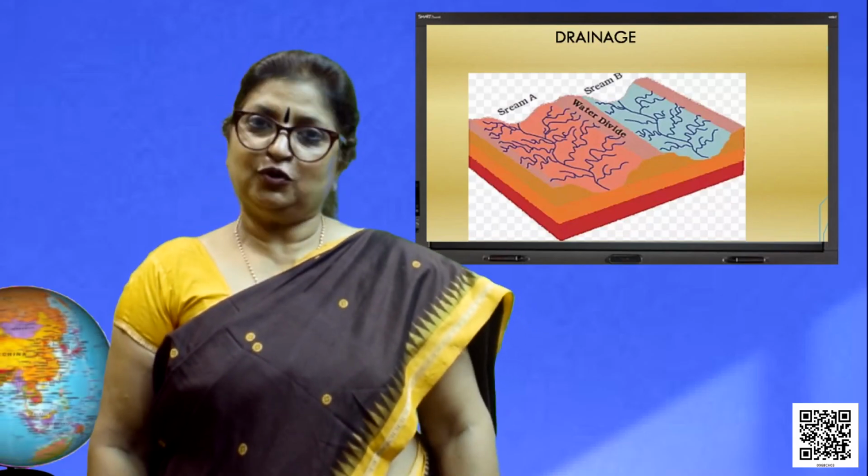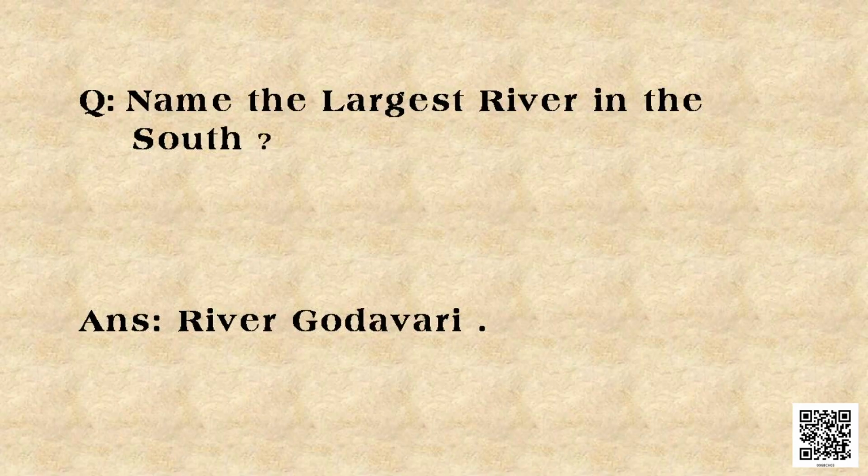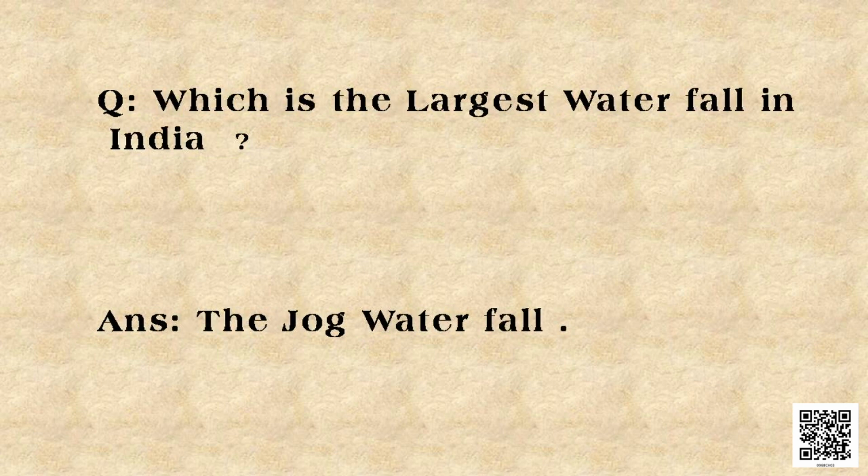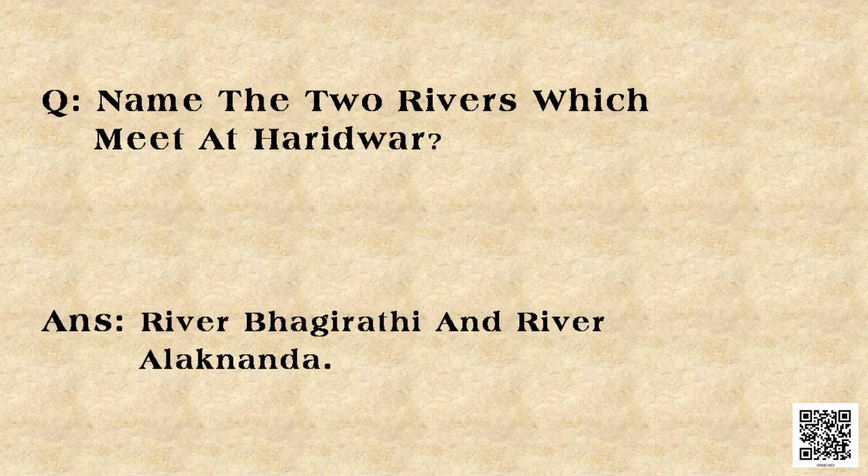Let me ask a few questions to you all, students. Name the largest river in the south. Right? The answer is the Godavari, which is otherwise called the Ganga of the south or Dakshin Ganga. Name the largest fall in India. It is the Jog Fall, situated in Karnataka. Name the two rivers that meet at Haridwar. It is Bhagirathi and Alaknanda.